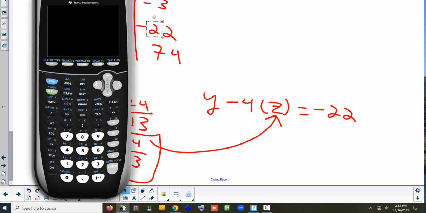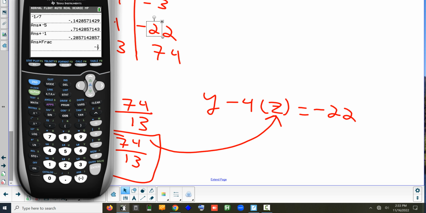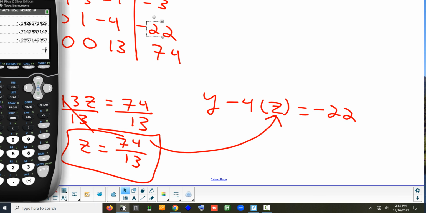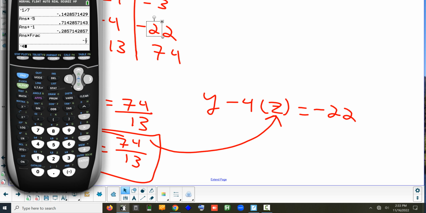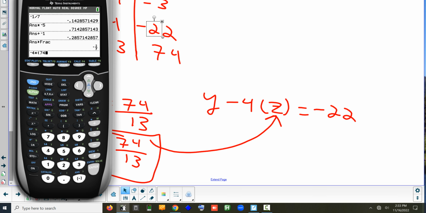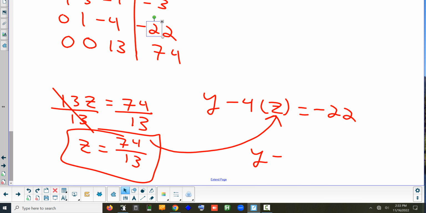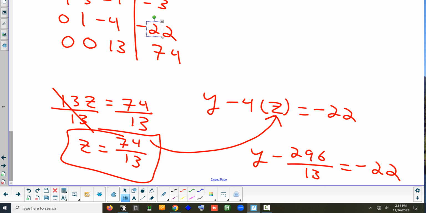All right. Well, I'll do it right here so you can see. Negative 4 times 74 over 13. Let's see what it gives me. Okay, it gives me that. If I want that as a decimal, press math, go to option 1, which is fraction, and hit enter. It's negative 296 over 13. That was negative 4 times 74 over 13.